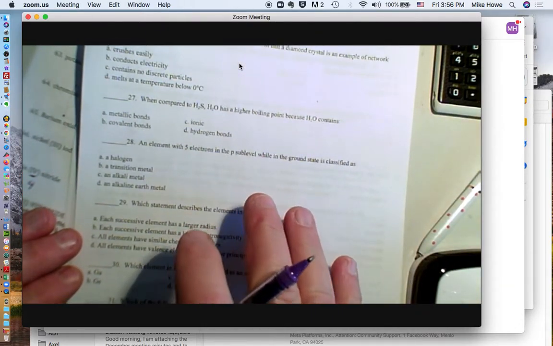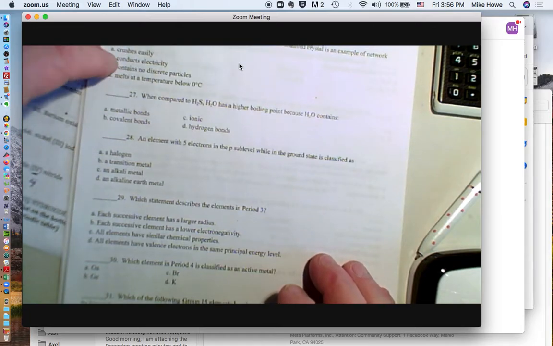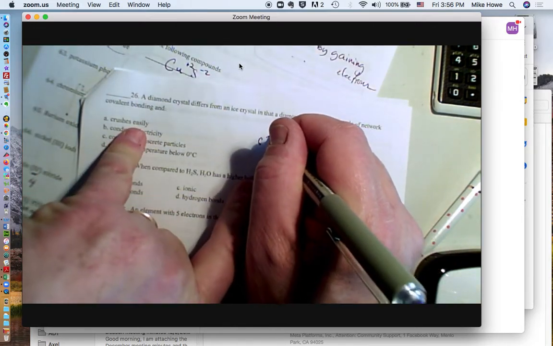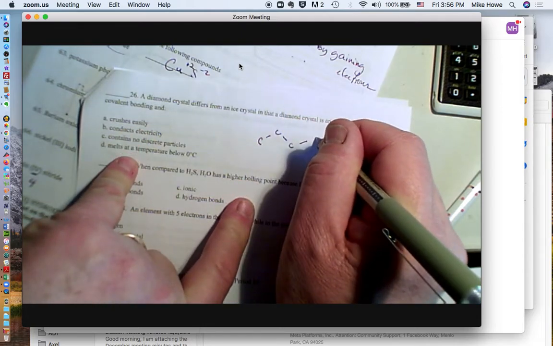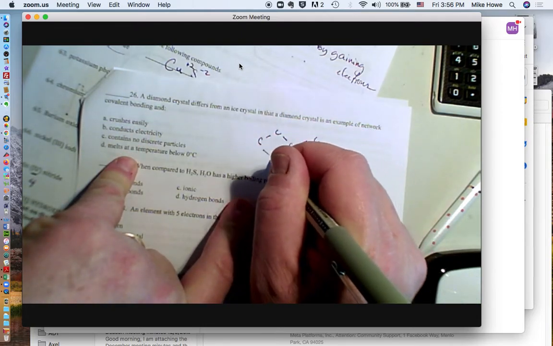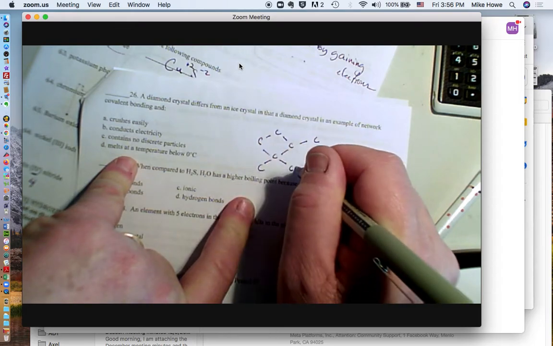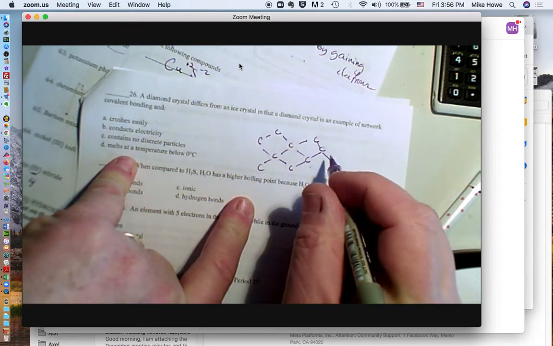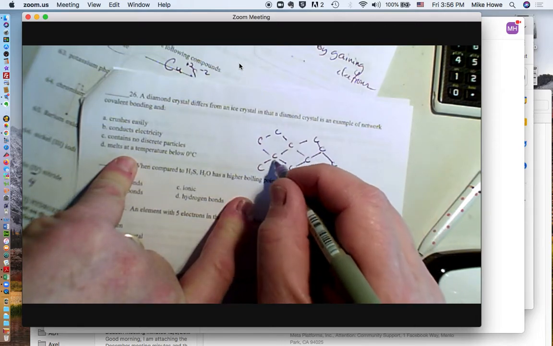26. Diamonds are network covalent. In network covalent, you have an atom bonded to an atom, bonded to an atom, bonded to an atom, and on and on like that. You notice that there's not any break ever, they just keep connecting.